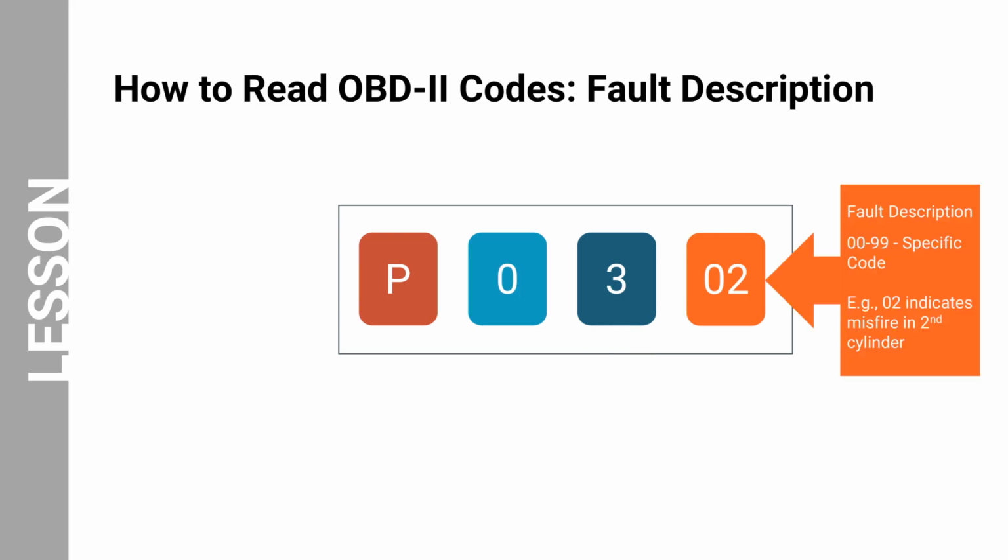Lastly, let's look at the two numbers at the end together. In this example, the code displays the number 02, indicating a specific fault description of a misfire on cylinder number 2. In some cases, the fifth number could also be a letter. However, this is manufacturer specific.